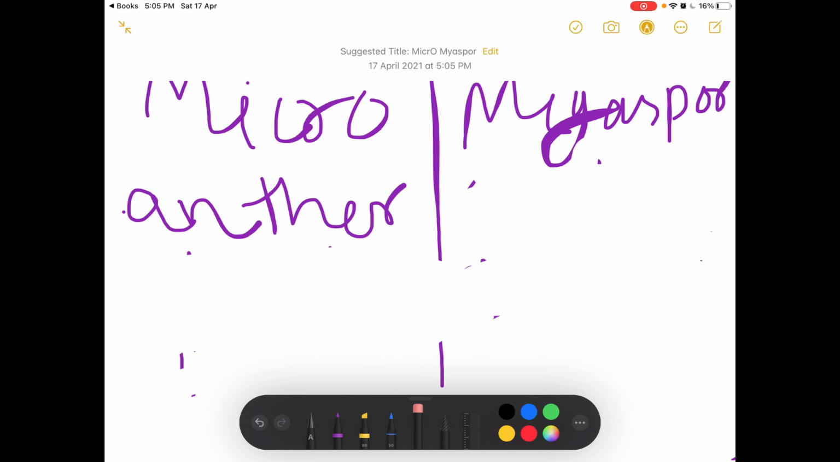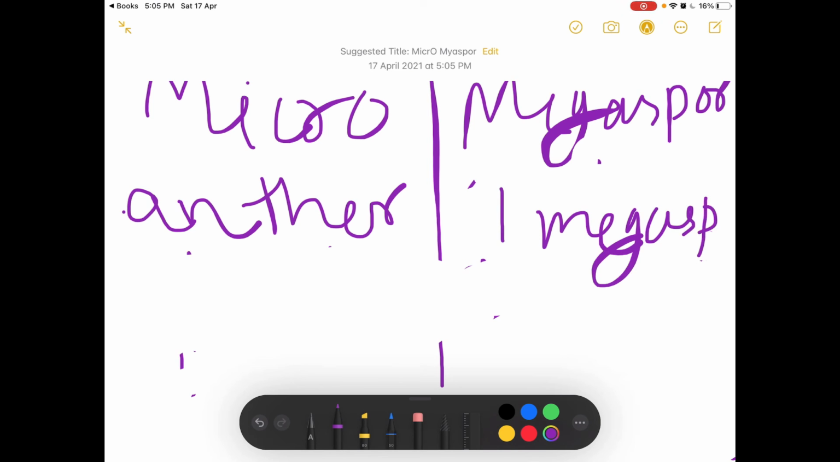And this is very important. One megaspore will be functional. But what happens in anther? All sporogenous will form pollen mother cell, and all pollen mother cell will divide by meiosis, and they will form thousands of pollen grains. But here one megaspore will be functional and the rest of the three will degenerate. They will not do anything. And this one megaspore will develop as female gametophyte.